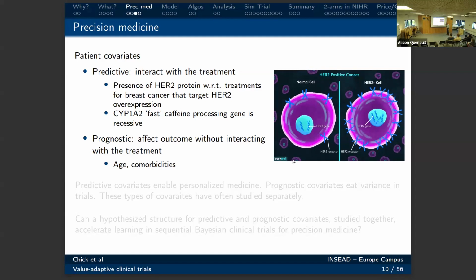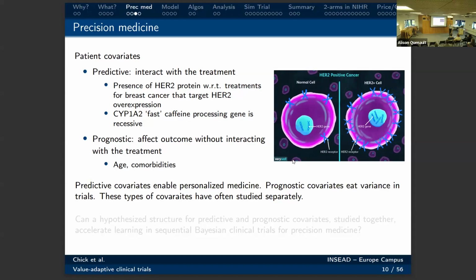And so the predictive covariates, of course, are the ones that are allowing personalized medicine. And the prognostic covariates, of course, are eating up the variance in all of our estimators. Often, these covariates are studied separately. More and more, there's interest in bringing them together.